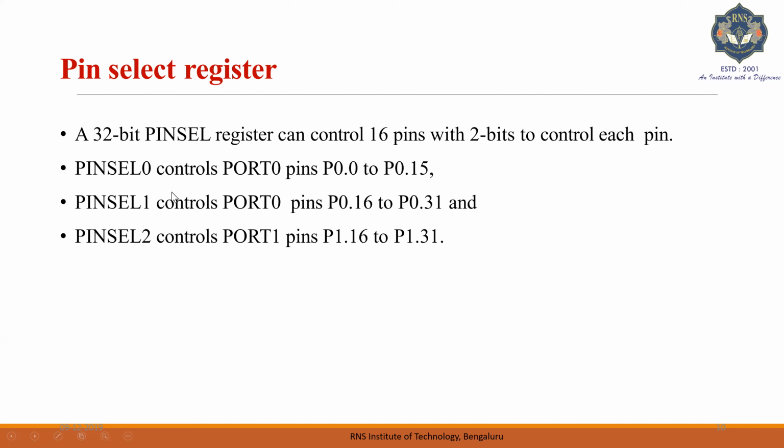So pin cell 0 controls port 0 pins, that is P0.0 to P0.15. Remember, pin cell 0 means port 0 pins 0 to 15 and pin cell 1 means pins 16 to 31. Of course some 4 pins will not be used, but in general pin cell 1 means 16 to 31 of port 0 and pin cell 2 means port 1, 16 to 31. So in port 1, pins 0 to 15 are not available.